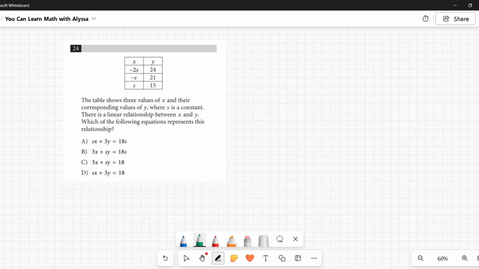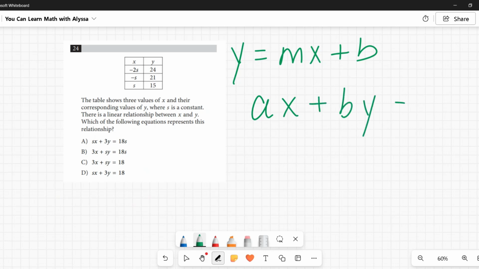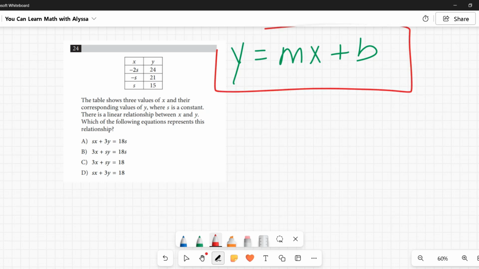A linear relationship, we most commonly see as y equals mx plus b. That is not the format these are in. These are in standard form, where it's x plus y equals a number, or ax plus by equals c. You know, that's the standard form, ax plus by equals c, where a, b, and c are constants. We don't use it as much. So I think for me, the best way to do it was to put it into slope-intercept form and then convert it into standard form to see which one of these it matches.